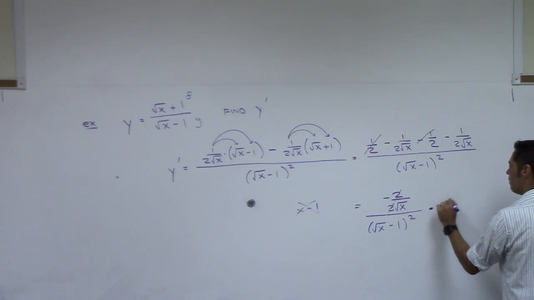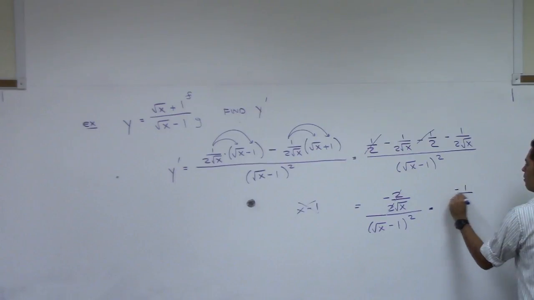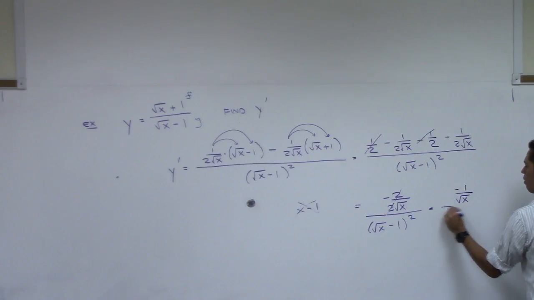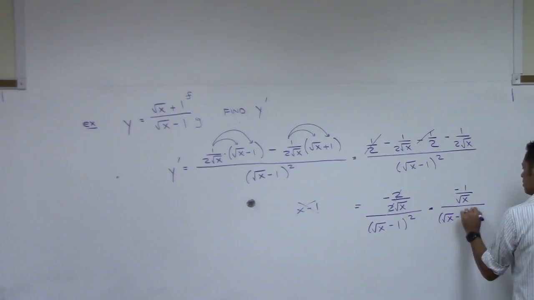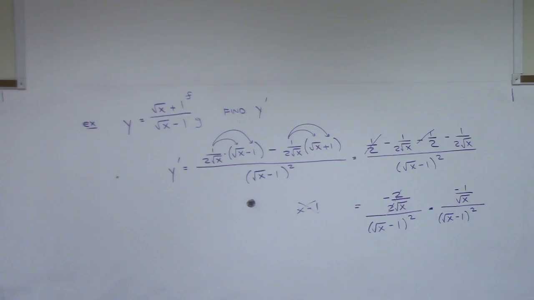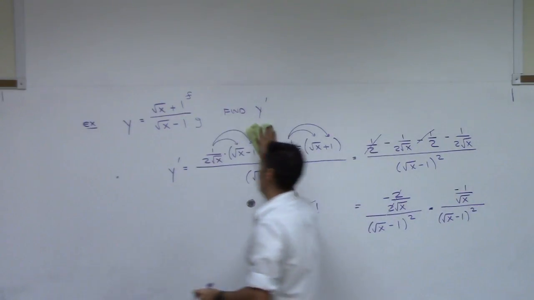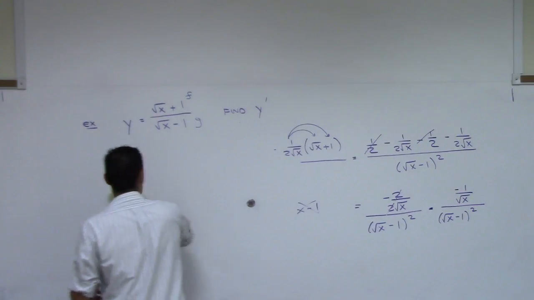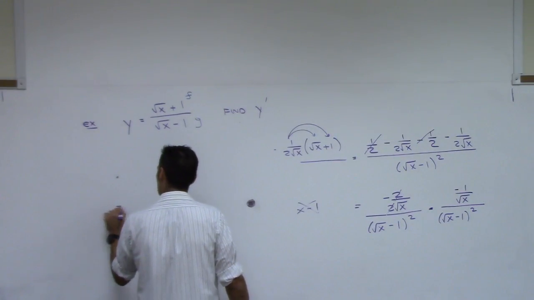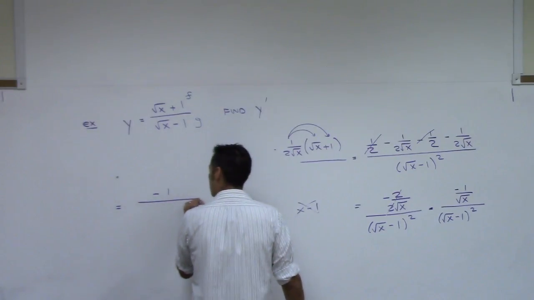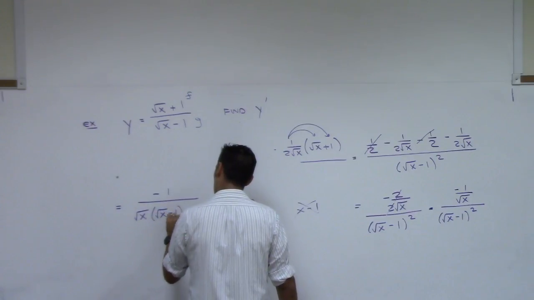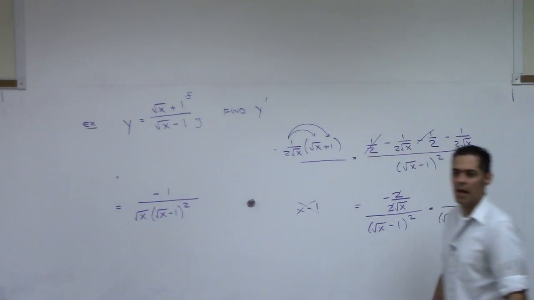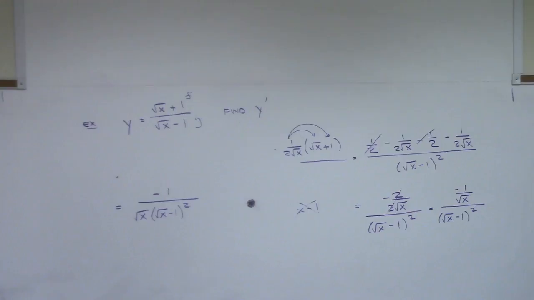And so we have negative 1 over root x over root x minus 1 squared. But that's not the answer the back of the book will have. The answer the back of the book most likely is going to have is this: negative 1 over root, parentheses, root x minus 1 squared. That's the answer in the back of the book. So how did they do that?